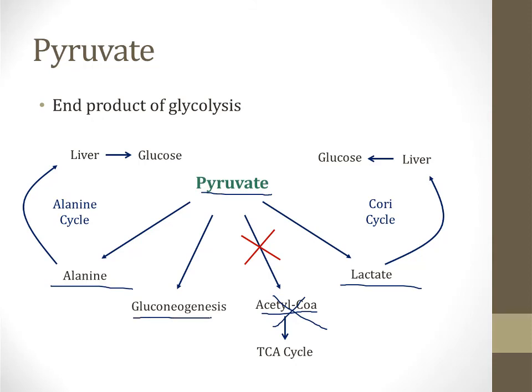Now, gluconeogenesis is limited because it depends on TCA cycle intermediates. However, in general, hypoglycemia is not a prominent feature of these disorders, and one of the reasons is because pyruvate can still be metabolized in a limited manner into gluconeogenesis.